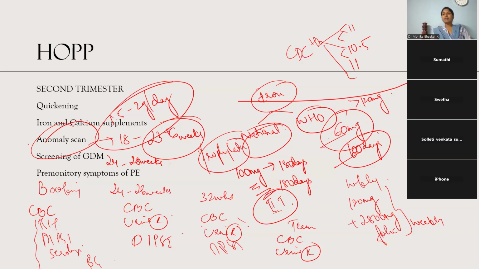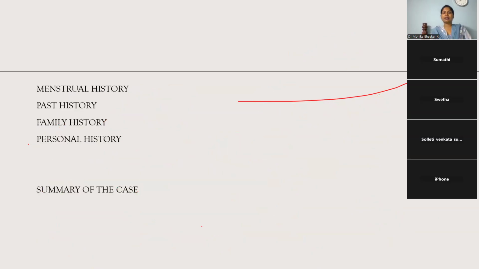But now the new Foxy guideline has been released, and they clearly tell that it is replaced by the term premonitory symptoms. So about each of the symptom we'll discuss in preeclampsia class. So that is about second trimester.